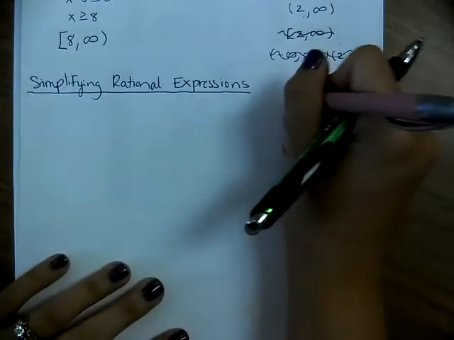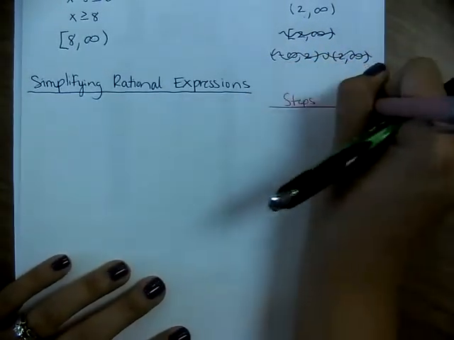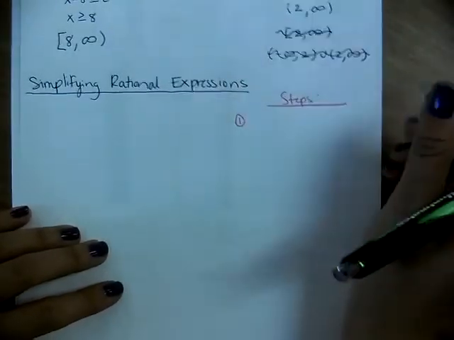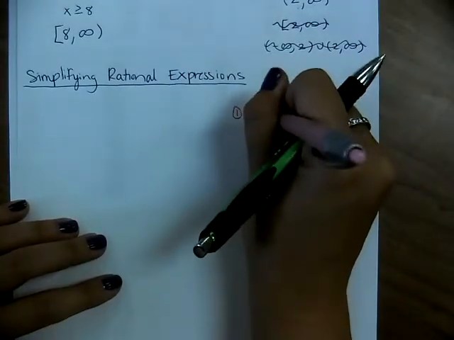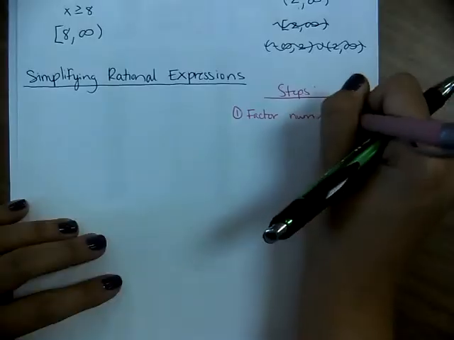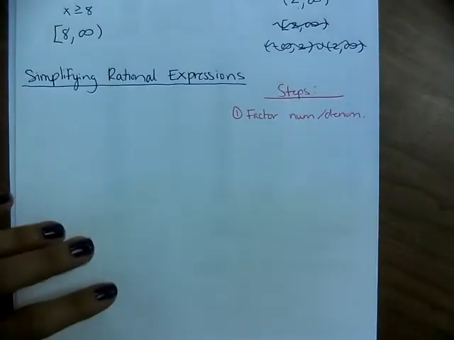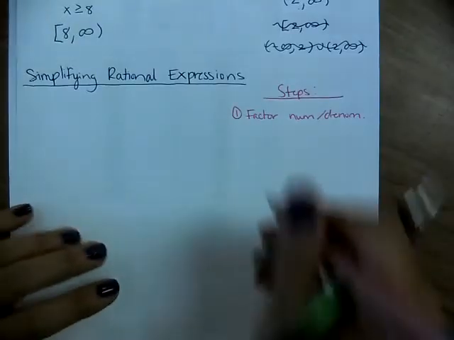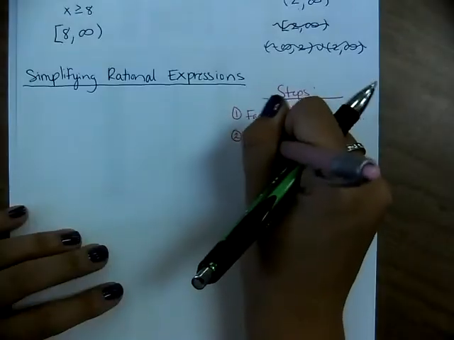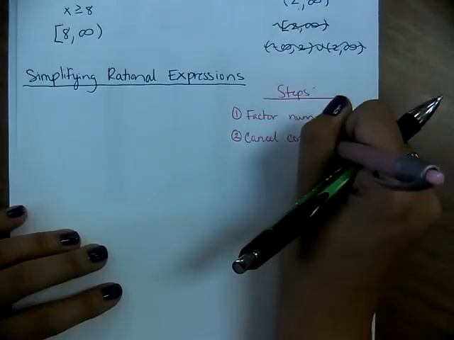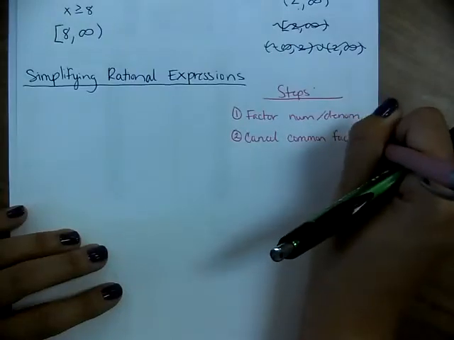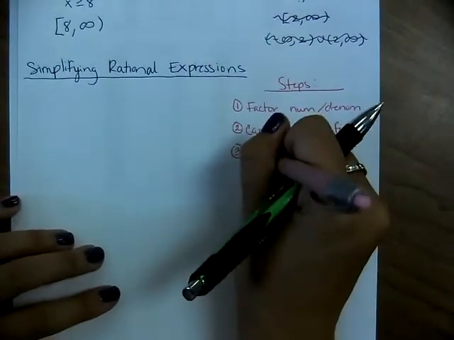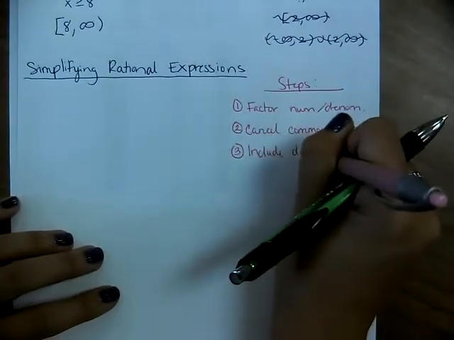And we're going to make some steps to follow. When you approach a problem like this, the first thing you're going to do is try to factor the numerator and the denominator. The second thing you're going to try to do is cancel any common factors. And then finally, step 3, you have to include the domain restriction.